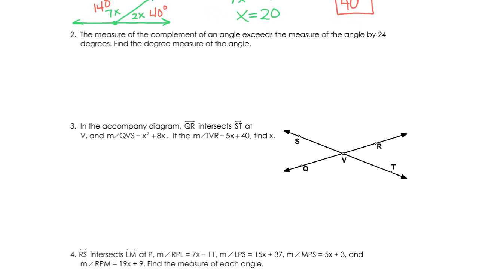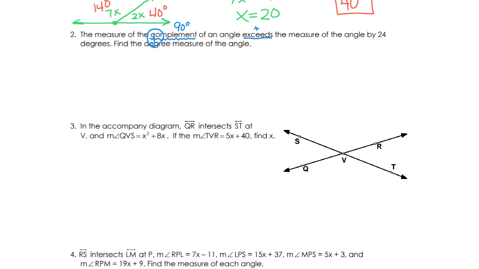Okay. Number 2. It says that the measure of the complementary, remember my little trick of turning the S or the C into a 9, and there's the 0, so 90. So 90 degrees in this one. The measure of the complement of an angle exceeds means to go over with addition. Okay. The measure of the angle by 24 degrees. Find the degree measure of the angle.